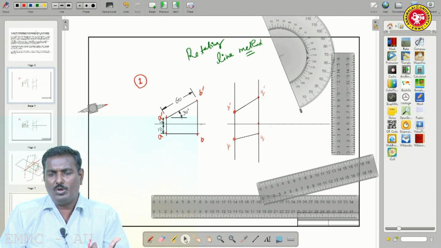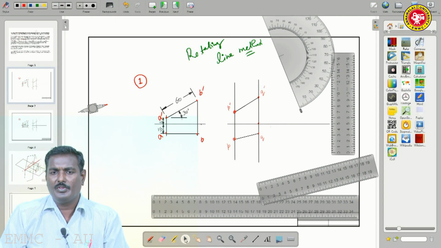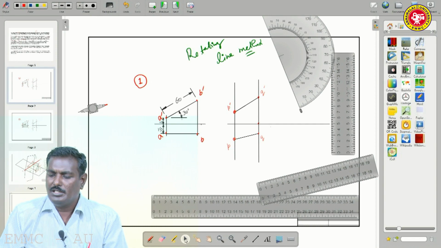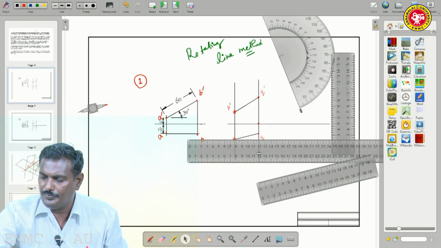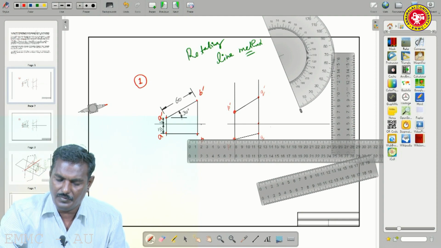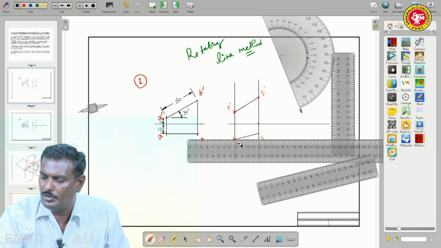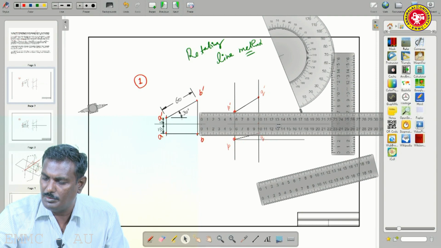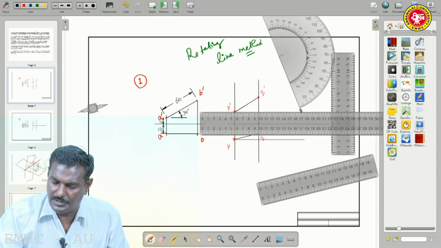What do you mean by locus line? A line tracing or passing through that point, that is a locus line. So, from P dash and P draw a locus line that is parallel to the reference line. Similarly, from the fixed point draw a locus line.